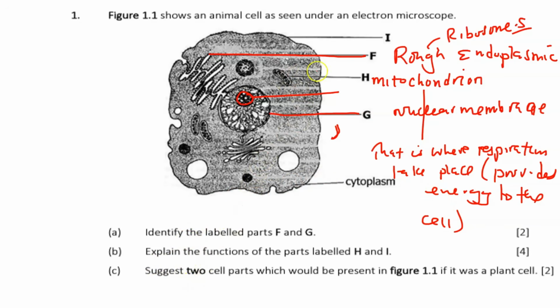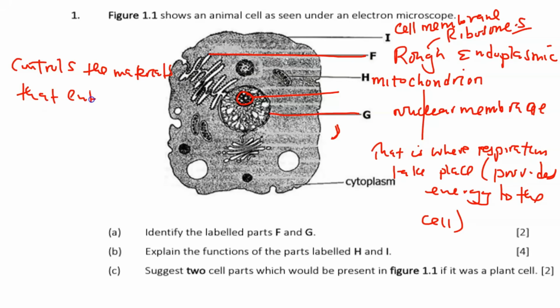So I, look at this, is the outer part of the cell, and this is called the cell membrane. Now, what is the function of the cell membrane? So the cell membrane controls the materials or substances that enter and leave the cell. It controls the materials that enter, or the substances that enter and leave the cell. Now, don't say it is selectively permeable.